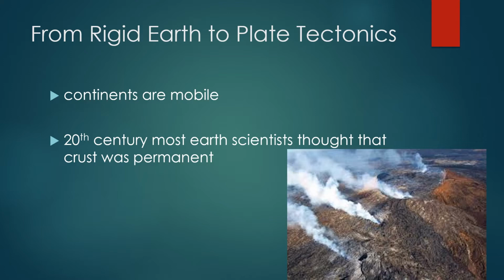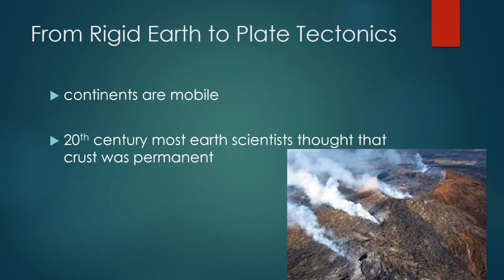So the current placement of our ocean basins and continents is not permanent. Obviously, in our lifetime, we're not going to see that movement. It's very, very slow. It doesn't happen in a human's lifetime, which is what, 80, 90 years, which is very short. Geologically speaking, we're looking at thousands, millions of years. Some people will say that's not how long our earth has been around, but that's another whole discussion. By the 20th century, most earth scientists thought that the crust was permanent.